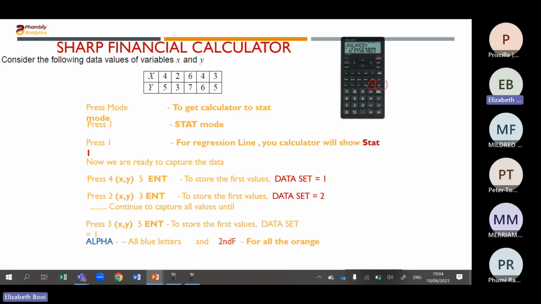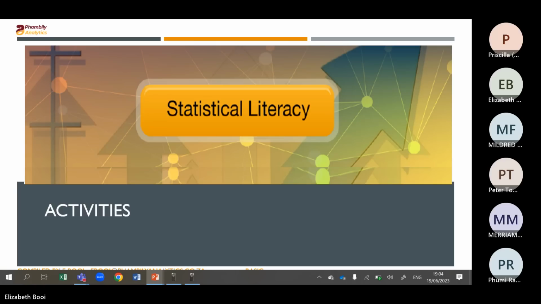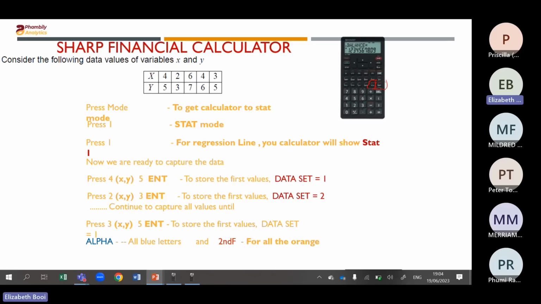And on that note, that concludes today's session. We're not going to do any activities. Are there any questions? Is it too much? At least it gives you an idea of what to expect in your study unit 10.